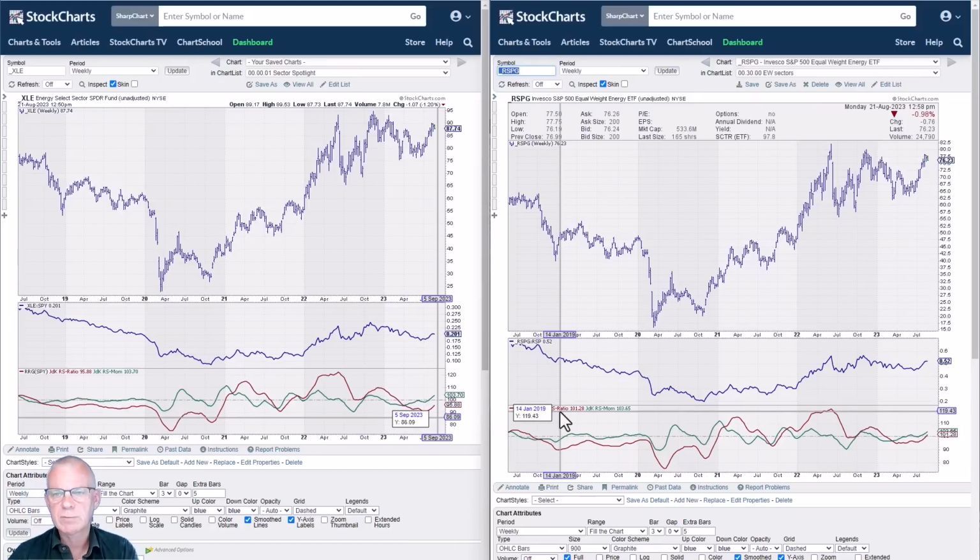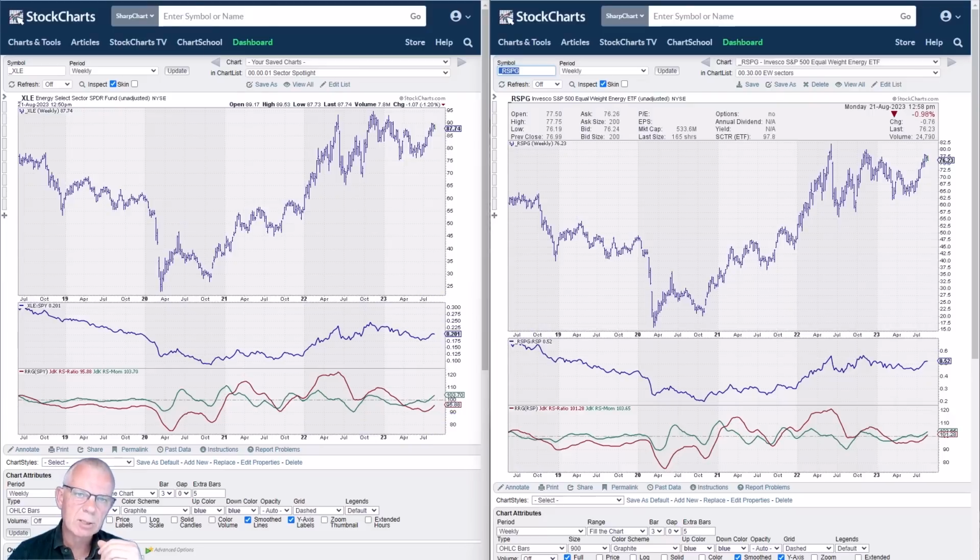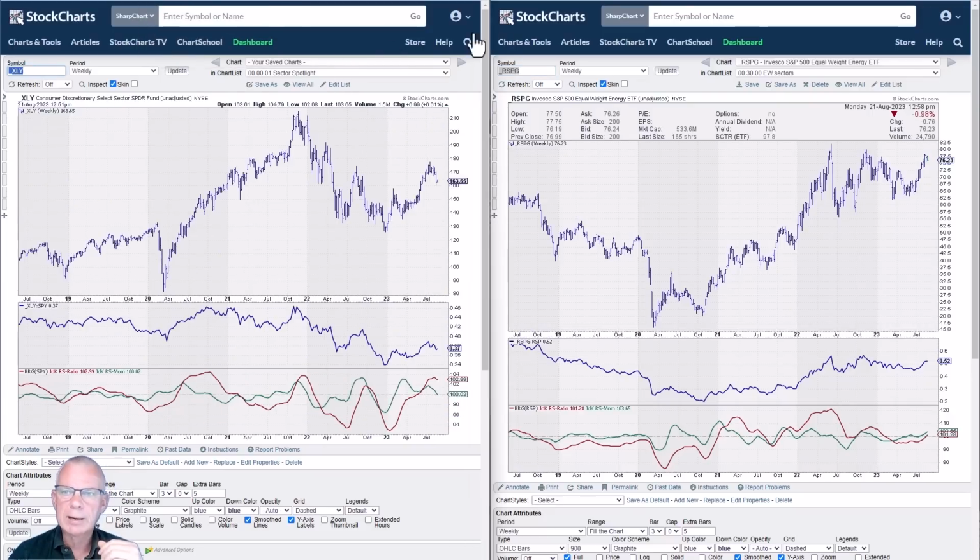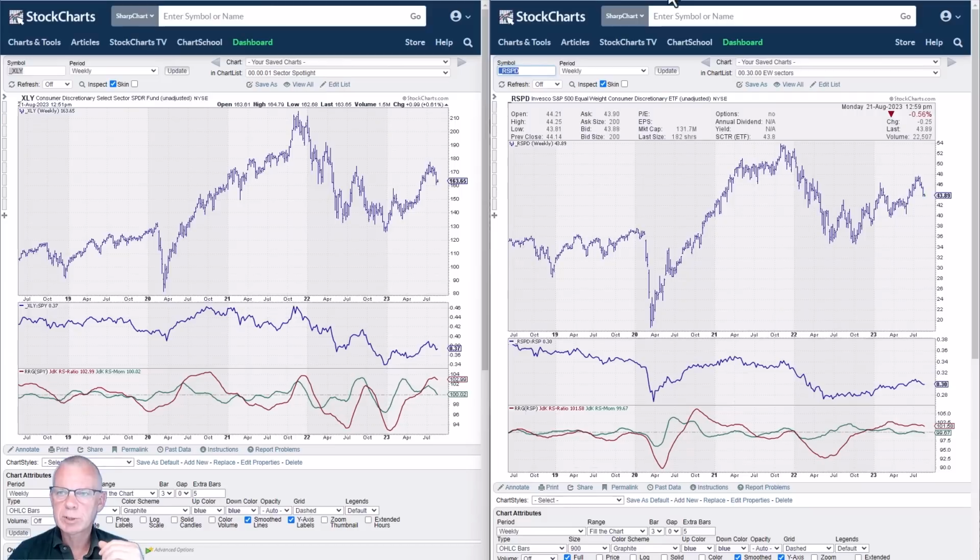So from that point of view, I can argue that the energy sector, the better part is the equal weight. So not necessarily the large cap names inside the energy sector. The second sector that I want to take a look at is the consumer discretionary sector.